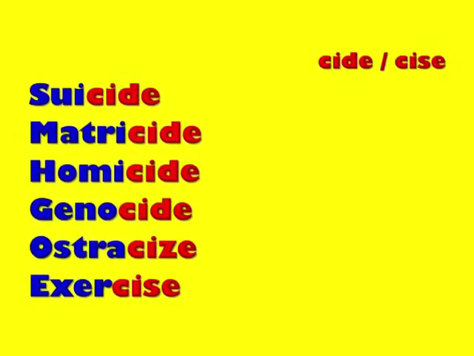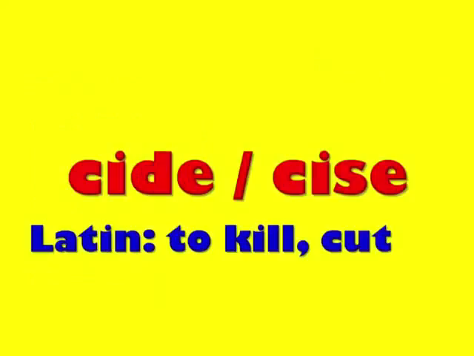The list you see here are all words that contain the root word side or size. Looking at this list of words or any other words that you might have come up with, try to decode or predict the most likely meaning of the root words side or size. Do that now. Side or size are root words that come to us from Latin, and they mean to kill or to cut off.